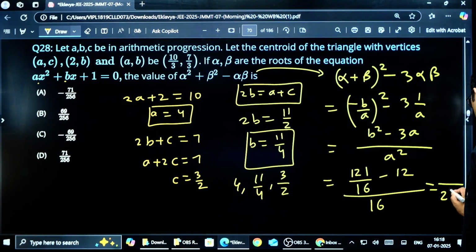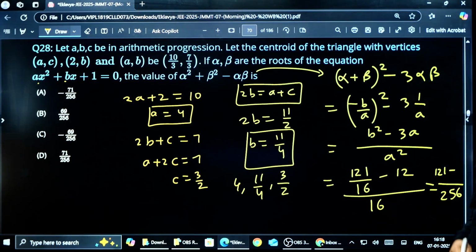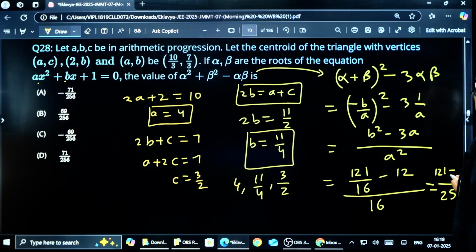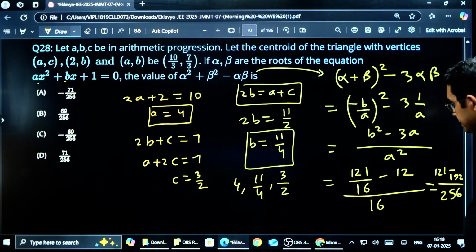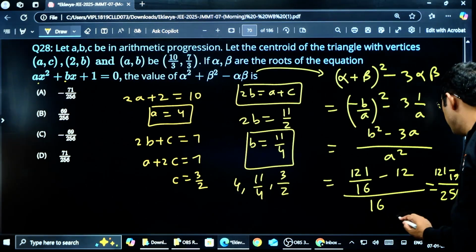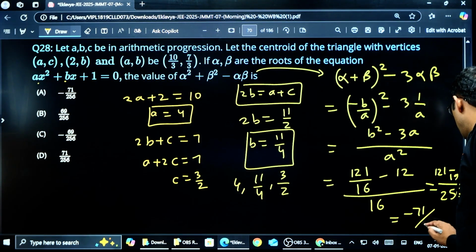So that will be 121 minus this thing upon 256. In the denominator it is going to be 256, and what will this be? That is 121 minus, how much is 16 into 12? I think 16 into 6 is 96, so I think it is 192 if I'm not wrong. 12 into 8 is again 96 into 2, 192 I think. Yeah, so 121 minus 192 we have to do, so we are getting minus 71 in the numerator upon 256.